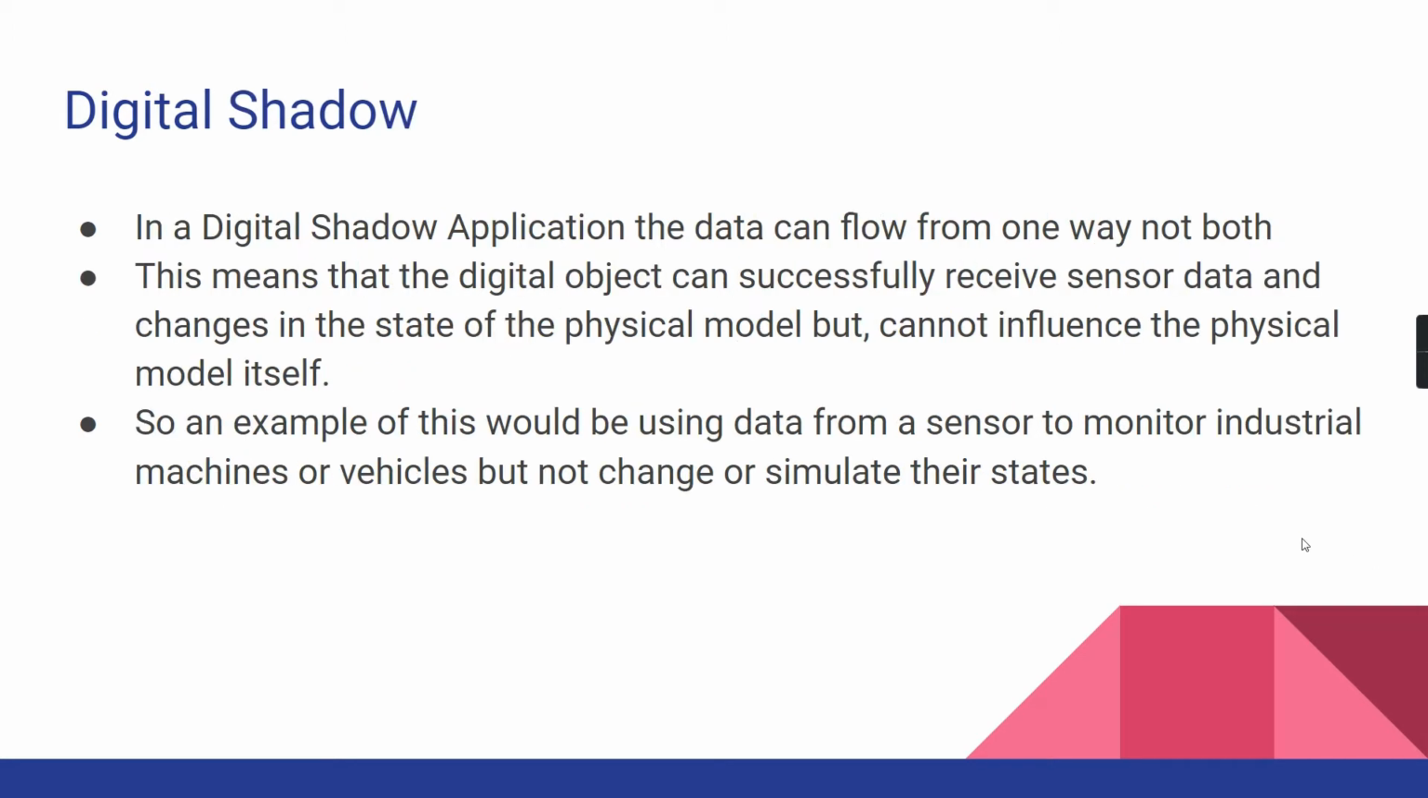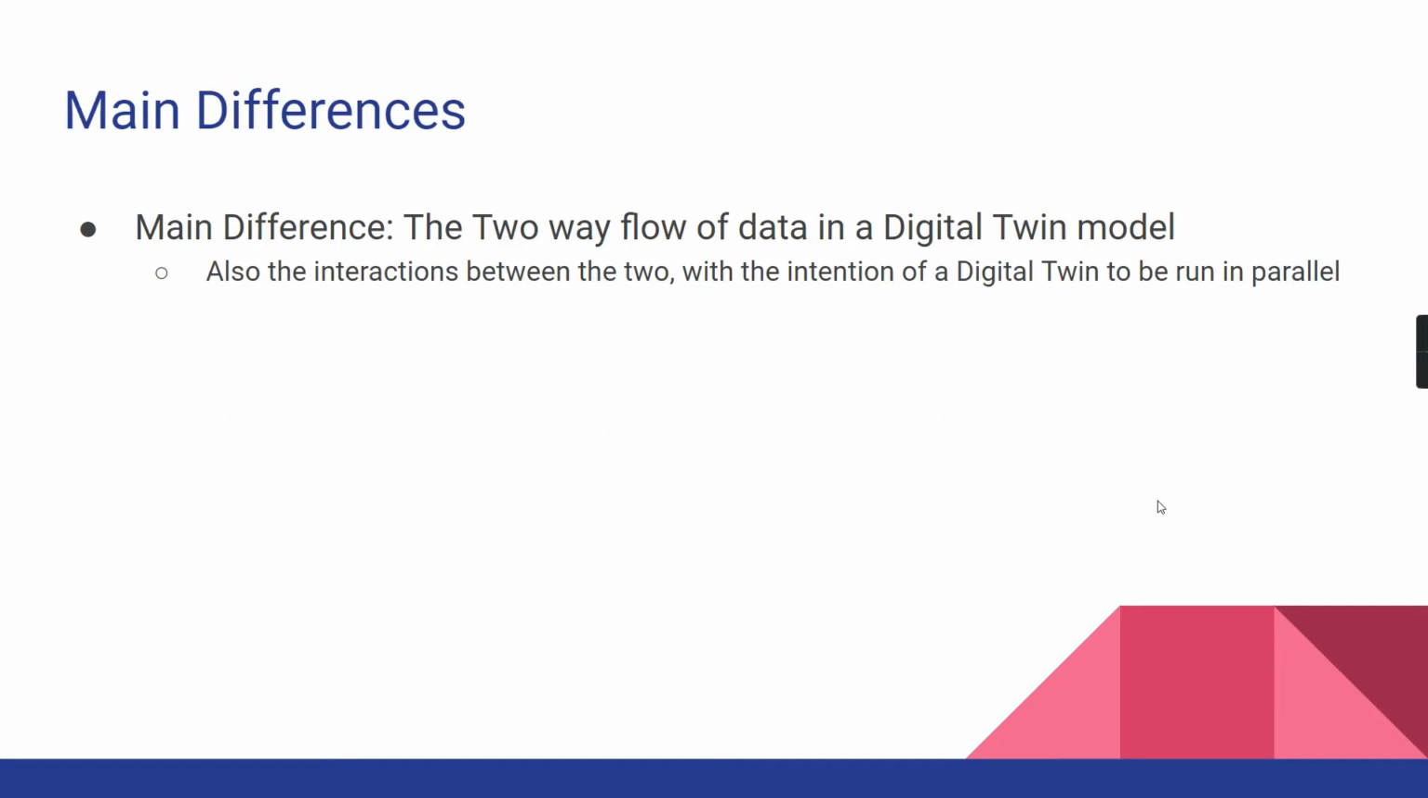So as for the digital shadow, a digital shadow application, the data only flows one way, not both. This means that the digital object can successfully receive sensor data and changes in the state of the physical model, but it cannot influence the physical model itself. An example of this would be using data from a sensor to monitor industrial machines or vehicles, but not changing them to simulate their states. So it could pretty much model what's happening, but it wouldn't simulate it.